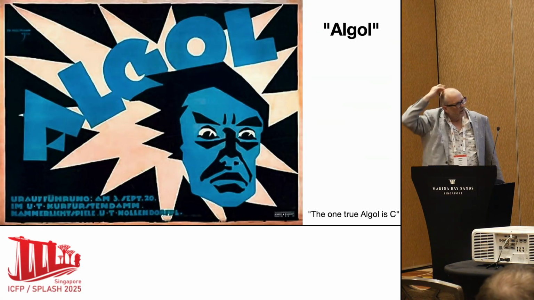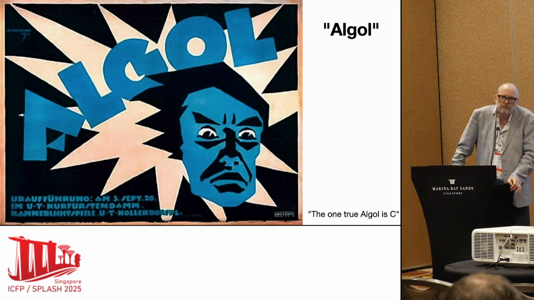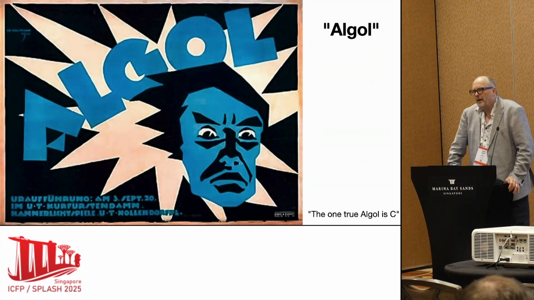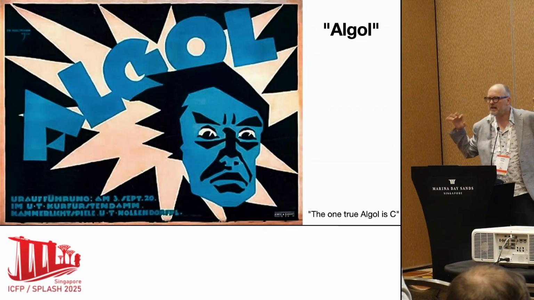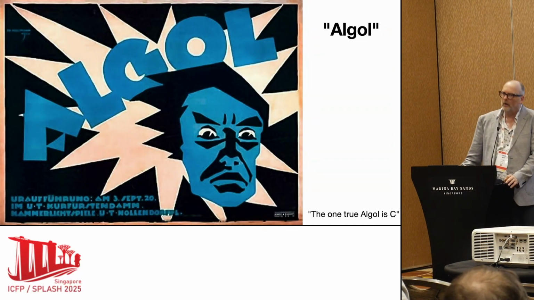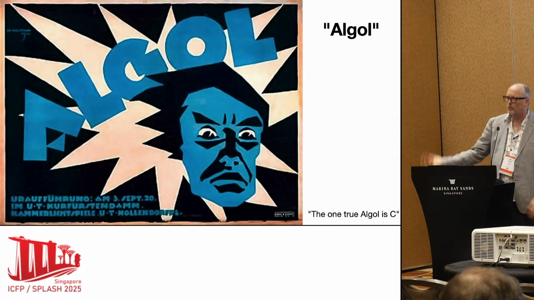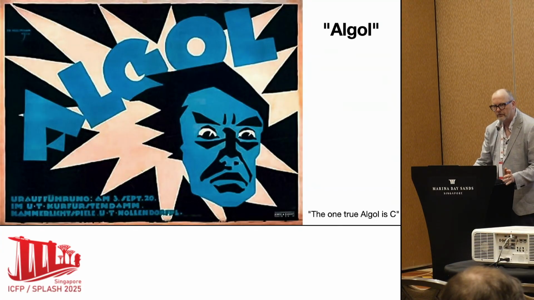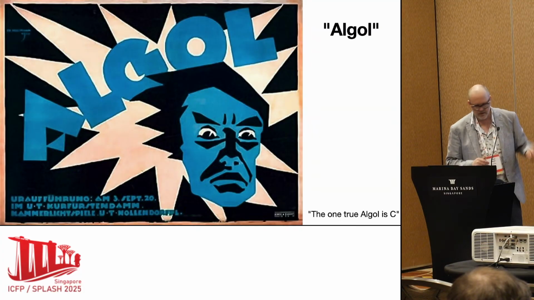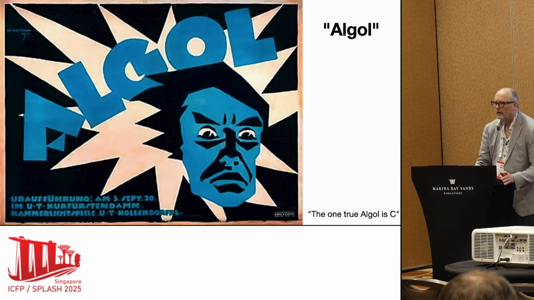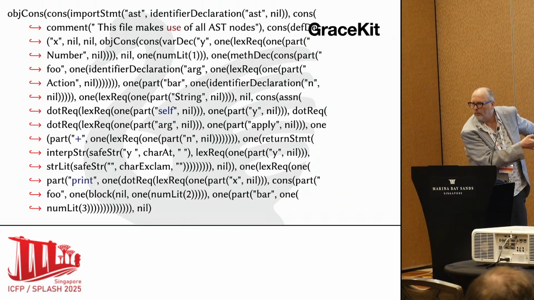Algol. And there's that snide comment on the side that says the one true Algol is C. What I mean here is that if you are extremely careful about the way you choose to export or pickle, or whatever word you want to use, your ASTs, you can't actually do it in the standard Algol syntax. That's why I say the one true Algol is C. You get something like this, which is obviously horrible.